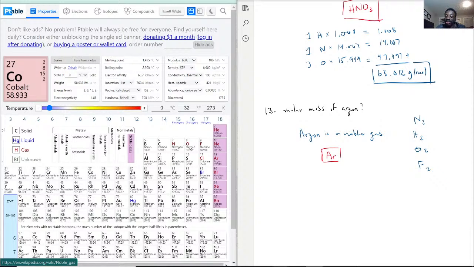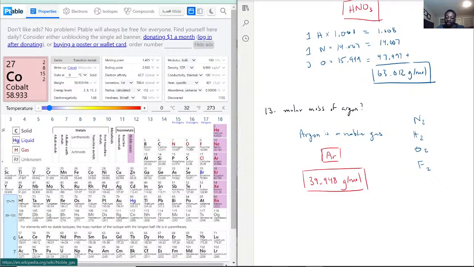So in a sense, this is a trick question, because the molar mass of argon would really just be the atomic mass of argon. If you see there, 39.948 grams per mole, this right here is a molar mass as well, because argon is just an element of its own. Full shells don't need to be accompanied by anyone. That's how you find it.